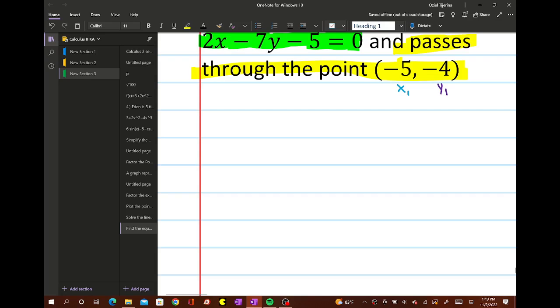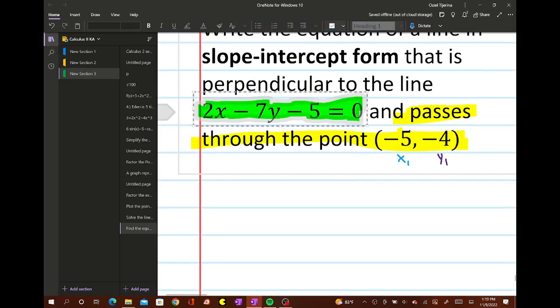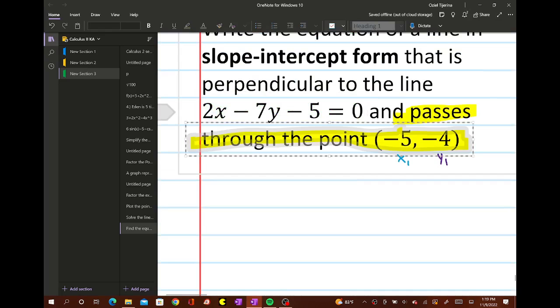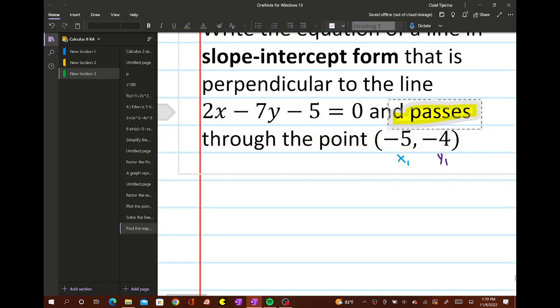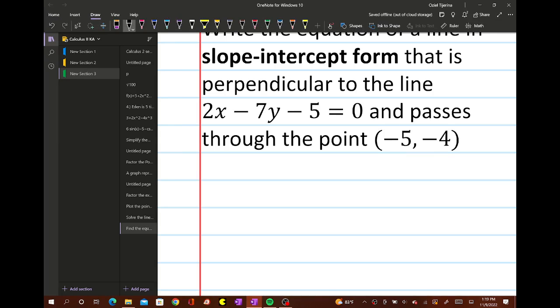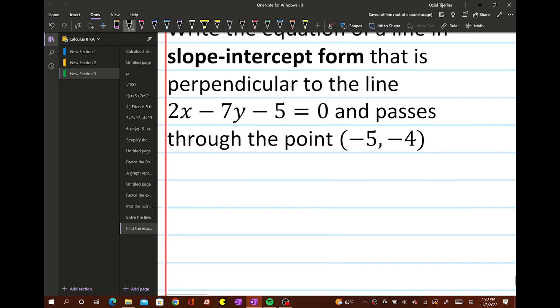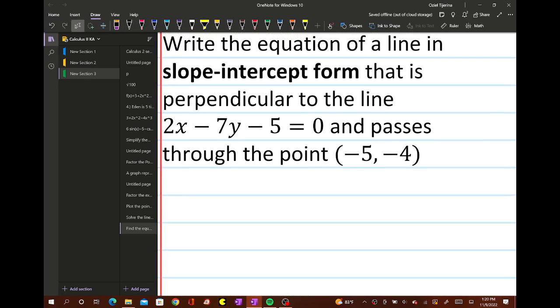The first thing that we're going to do in this problem is take this stuff off, and I'll just erase this. If you haven't seen my video on parallel and perpendicular slopes, I do recommend that you see it. It is in my channel in my algebra playlist, so please go ahead and look at that.